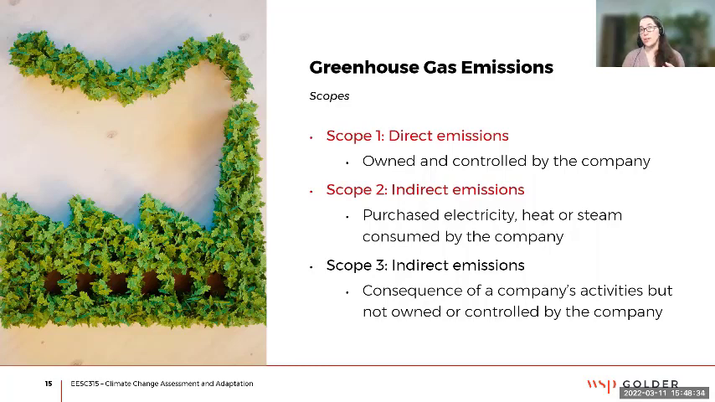Your scope 2 is your indirect emissions, but here it's specifically the emissions from purchased electricity, heat, or steam consumed by the company. And then scope 3 is everything else that is a consequence of your actions, but it's not owned or controlled by the company. So you're building something out of cement. The GHGs associated with producing that cement would be under scope 3. It's a consequence of your action of building that the cement may have been made. So it's just understanding where do the different actions fall into.